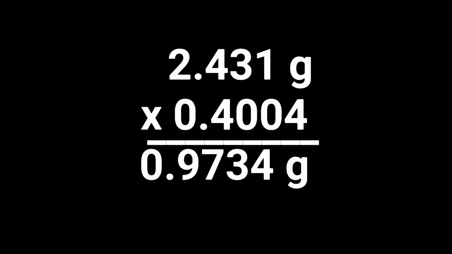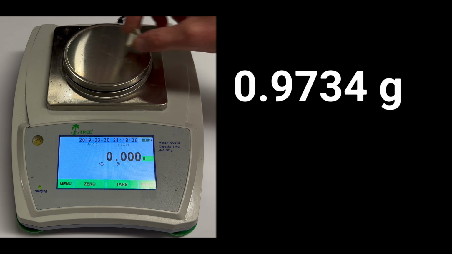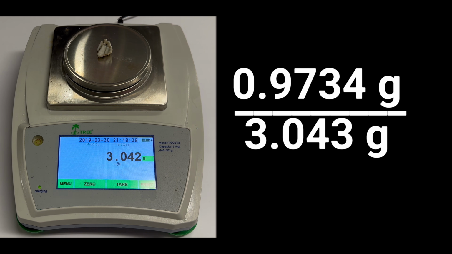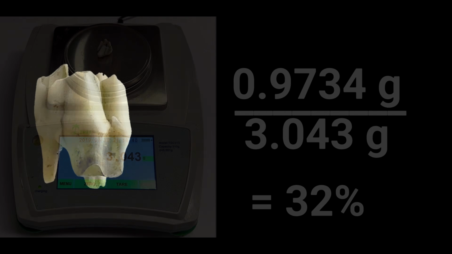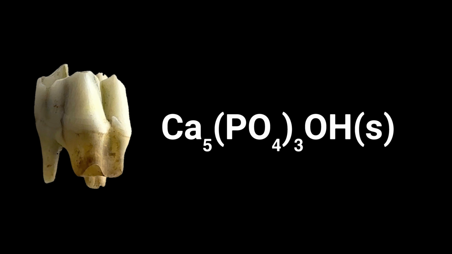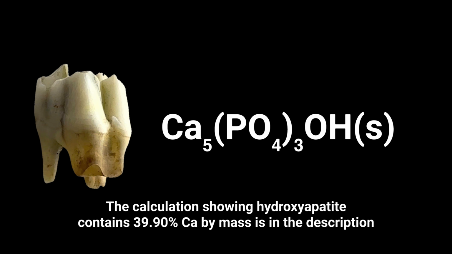But don't forget, only 40.04% of calcium carbonate is calcium. If we take this into account, we see we measured 0.9734 grams of calcium in our deer tooth. And because the mass of the tooth I sampled was 3.043 grams, this comes out to just shy of 32% of calcium in the tooth. Now here's the deal. If the tooth was made of pure hydroxyapatite, we'd expect it to contain almost exactly 40% calcium by mass. So why did I get only 32%?